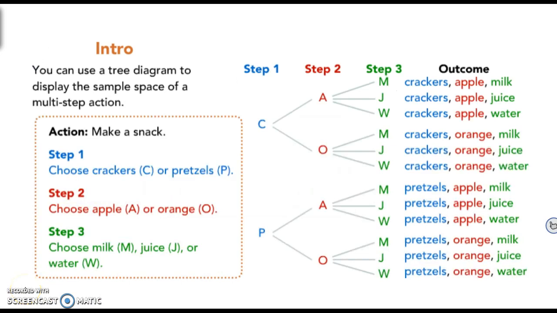The final way that we can display the sample space of a multi-step action is by using a tree diagram. For example, our action is to make a snack. Step 1 is to choose crackers or pretzels. Step 2 is to choose an apple or an orange. And step 3 is to choose milk, juice, or water. After they have drawn the tree diagram, they've listed the possible outcomes to the right. As you can see, there are 12 possible outcomes for this action.